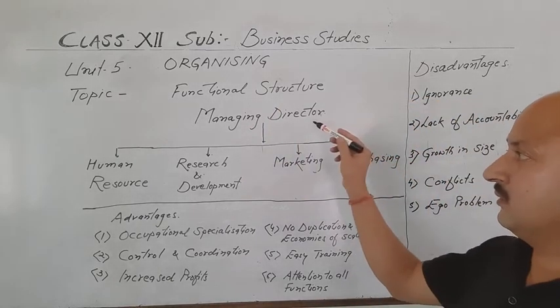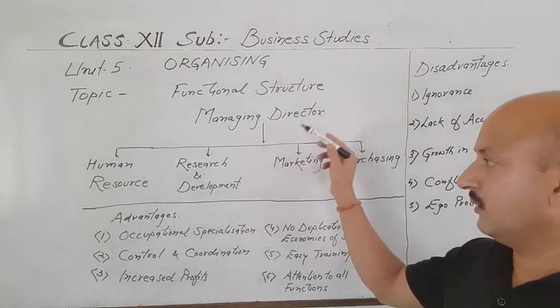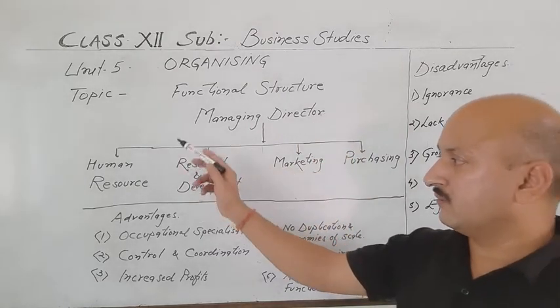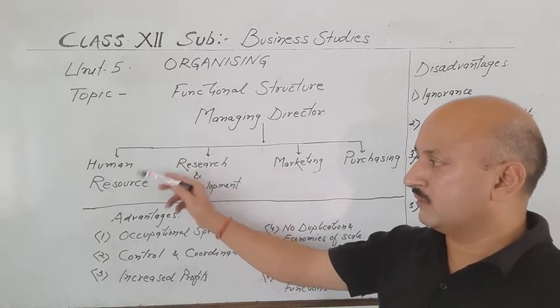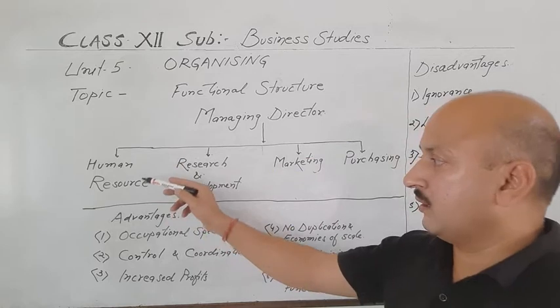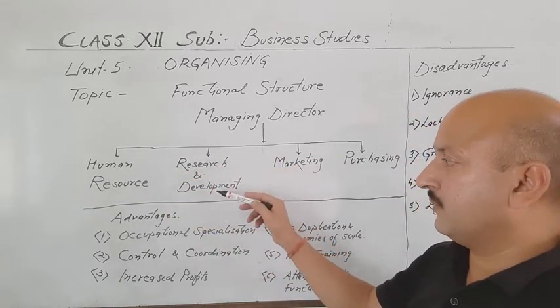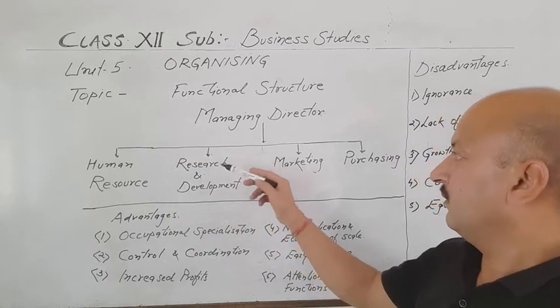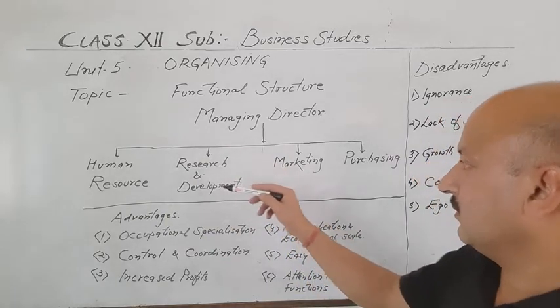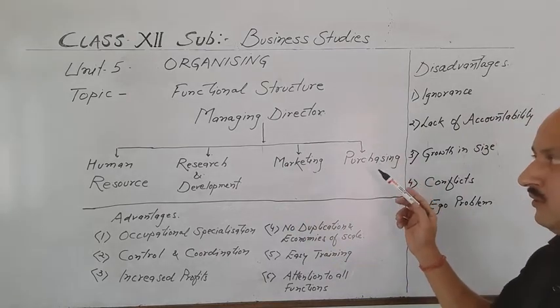In this, you can see at the top level, we have the managing director, and at the middle level, there are various functions like human resource, which is a function regarding the record keeping of employees. Then we have the research and development department, or we can say function, then the marketing department and purchasing.